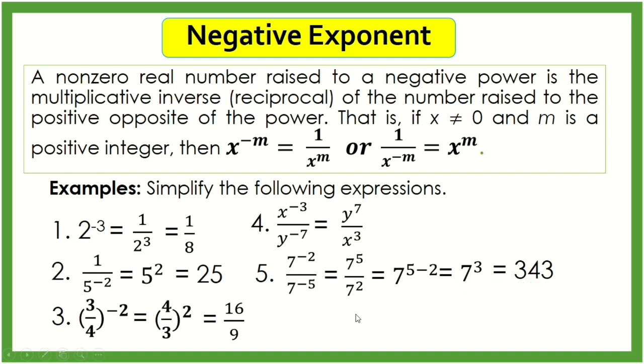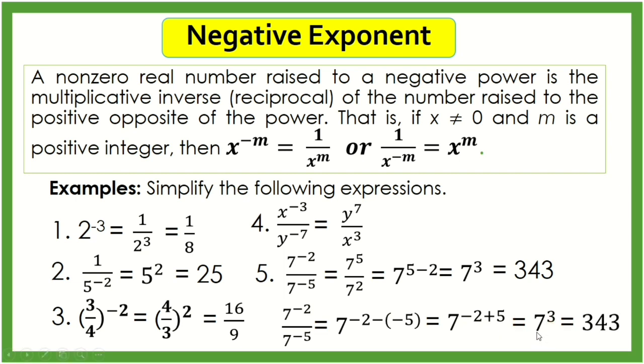Okay, so let's have another solution for this number. Apply natin agad yung quotient rule. So, 7 raised to negative 2 minus negative 5. Okay, we have 7 raised to negative 2 plus 5. Paano naging plus 5 yon? So, negative times negative 5 is positive 5. Okay, 7 raised to negative 2 plus 5 is 3. So, we have 7 cubed. That is also equal to 343.